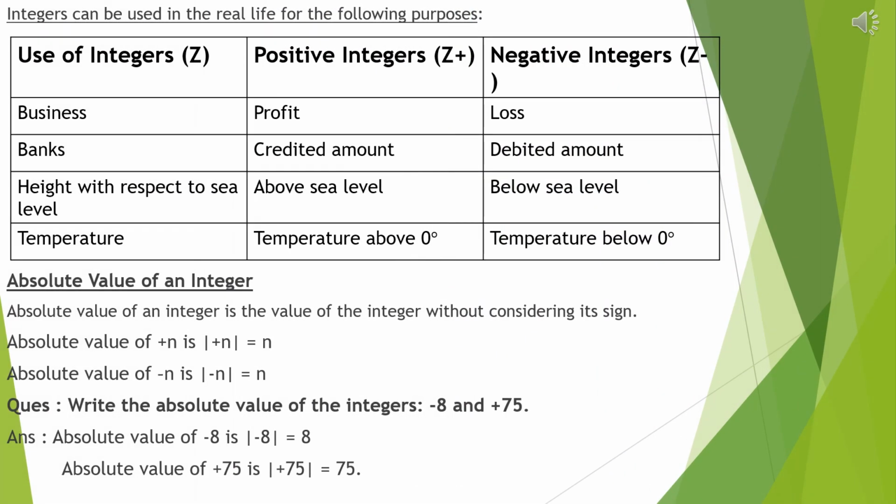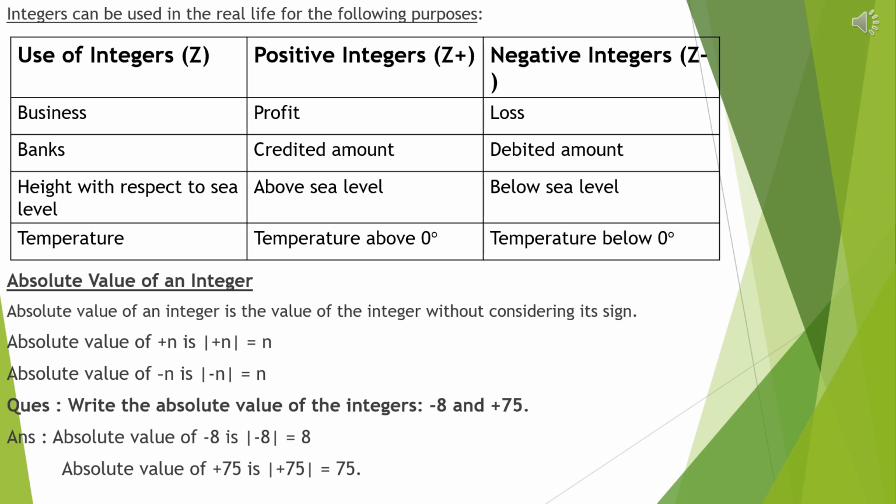We can use many terms in our real life which show the use of integers. In business, we use profit or loss. In banks, we use credit amount and debited amount. In height with respect to sea level, we use above sea level and below sea level. And in temperature, we use temperature above 0 degrees and temperature below 0 degrees.